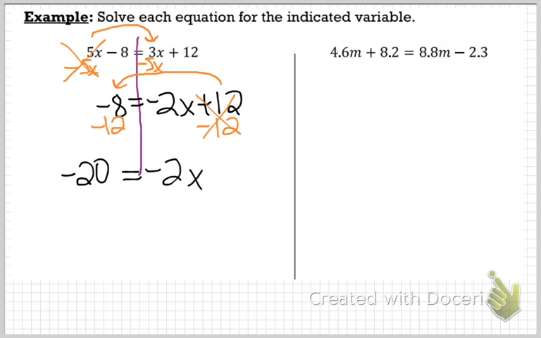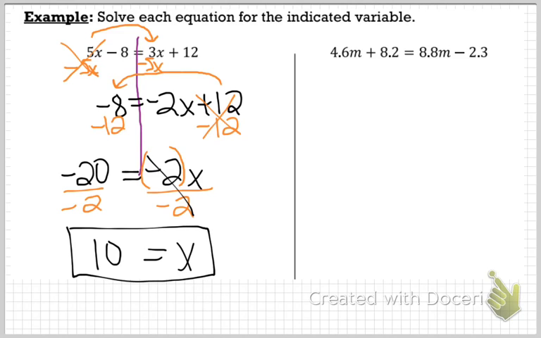Next thing we got to do is get rid of this negative 2. That is multiplying the x. So the inverse of multiplying is to divide. Don't forget to divide by negative 2. So therefore we get that our answer is still 10. So as you can see, I worked it out two different ways. We still get the same answer. And it's okay if our x ended up on the right hand side of the equal sign. Sometimes that happens. We still get the same answer.